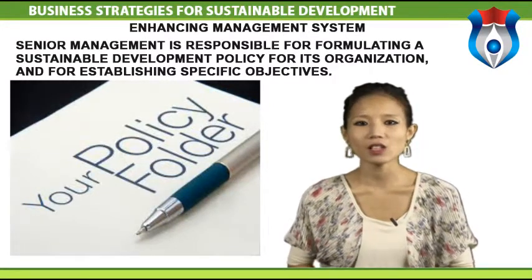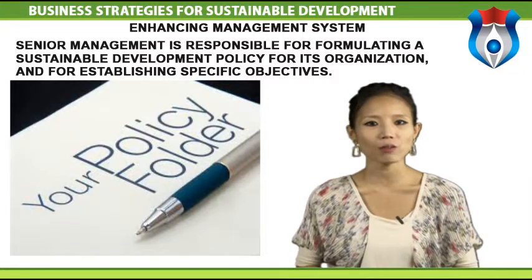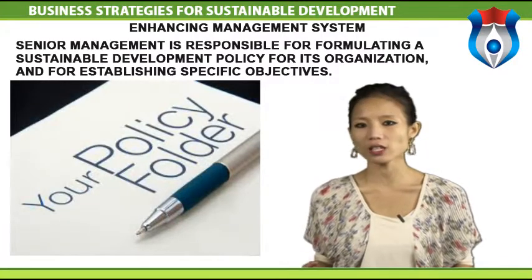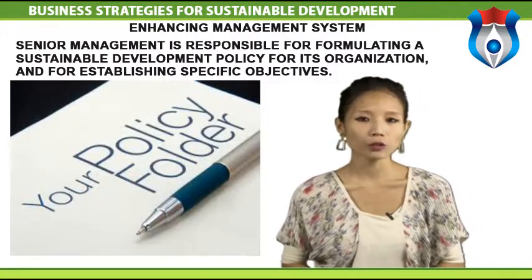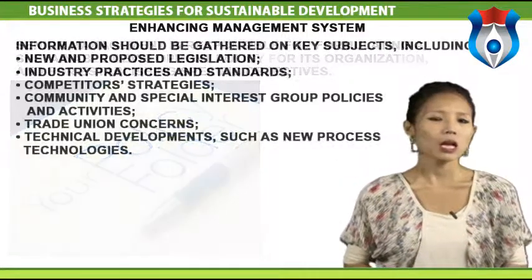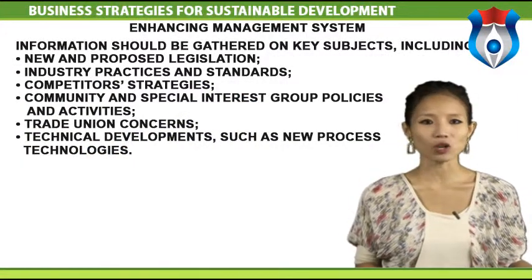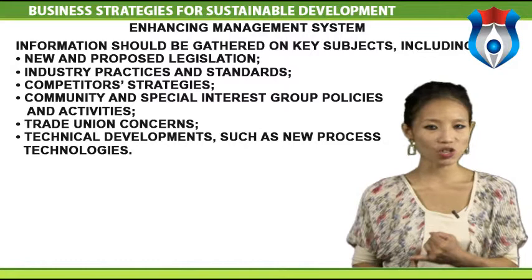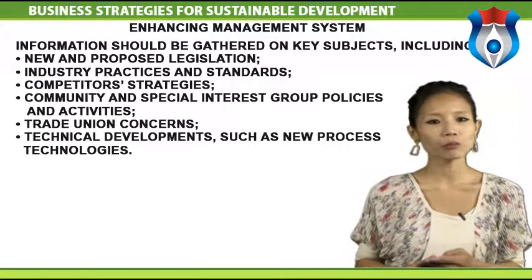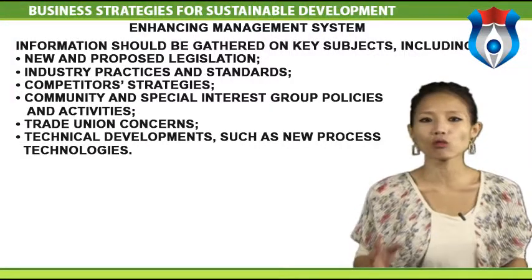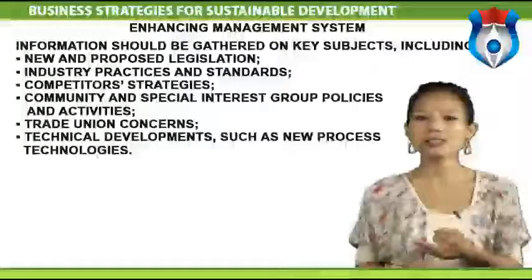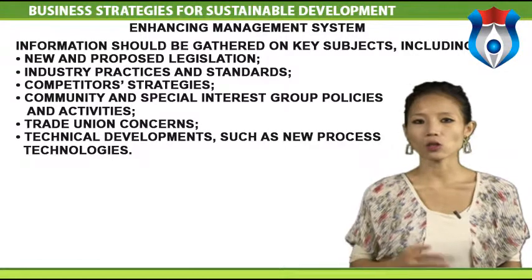An effective external monitoring system is necessary for directors and senior management in order to ensure that sustainable development policies, objectives, and management systems are appropriate for the complex and rapidly changing world in which their business operates. Information should be gathered on key subjects including new and proposed legislation, industry practices and standards, competitors' strategies, community and special interest group policies and activities, trade union concerns, and technical developments such as new process technologies.